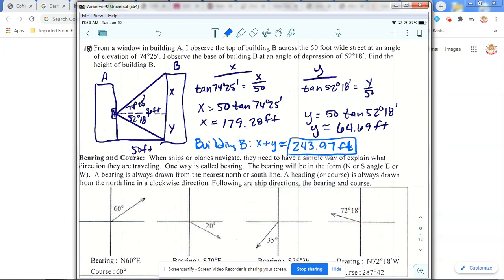All right, what I want you guys to do for your assignment today is on pages 10 through 11, do numbers 4 through 11.